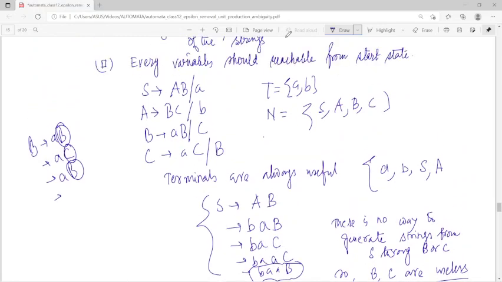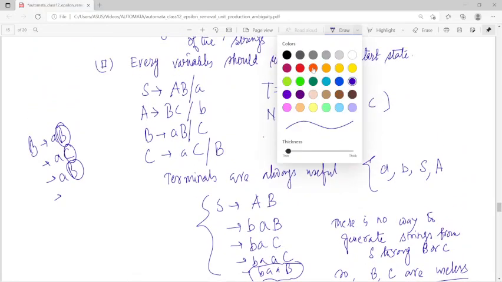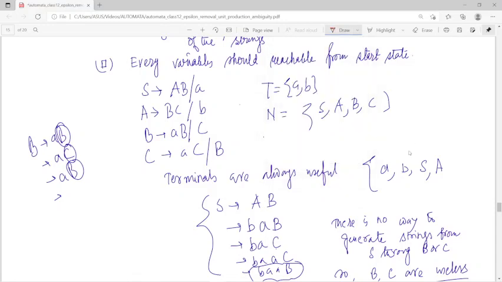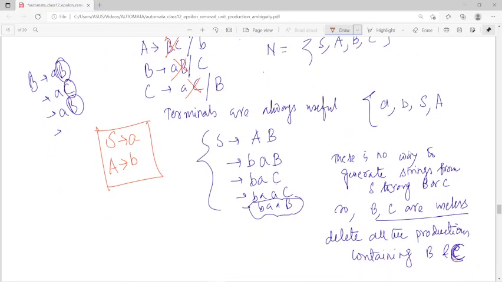So what I am saying, if we want to delete all the productions containing B and C, that means this particular production will be deleted, this is also deleted, this is deleted, this is deleted. The remaining thing that we will get is S to A, and of course A to B, right? But from these productions you see that A is not reachable from S. We cannot reach A from S. So you can also remove these productions.